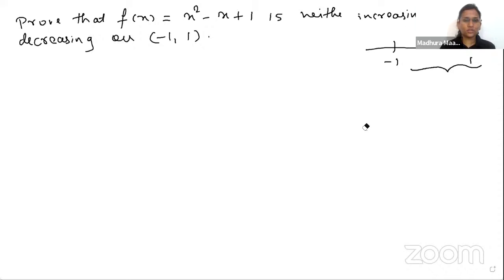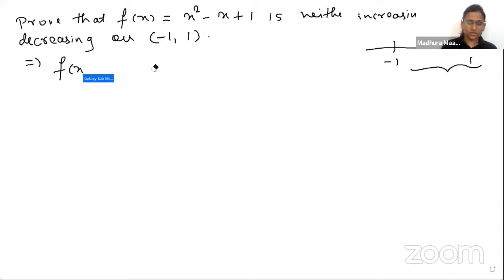So what we know here is only one method. What do we know? It is increasing if f dash is greater than 0. It is strictly decreasing if f dash is less than 0. Okay. So we will go for our traditional method only. For now, that is the only theorem I know. Okay. Assuming that, I will just start my answer.